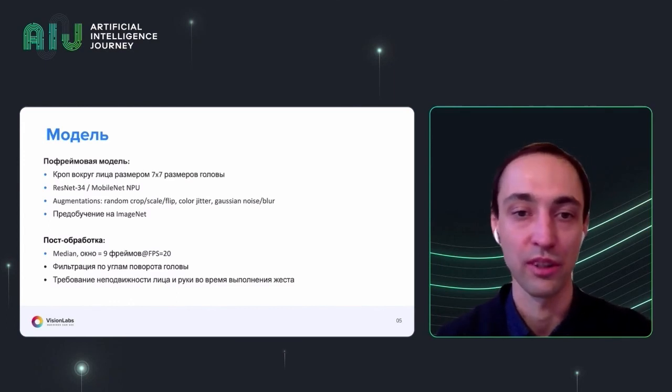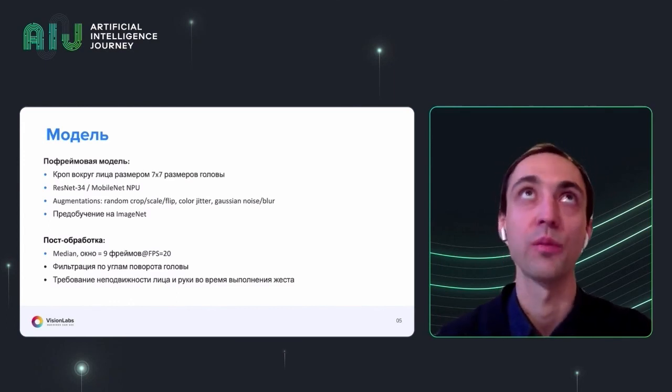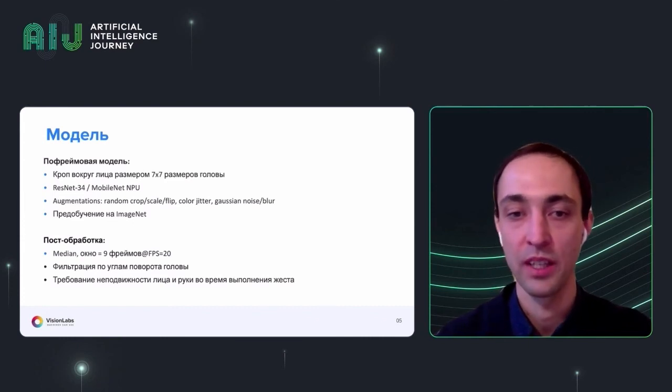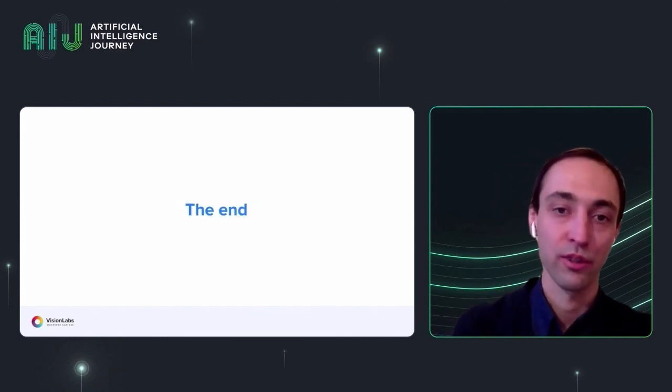As to the post-processing, we take the window of 9 frames, and to make an additional false positive removal, we require that the angle of the head turning would not be too big, and we ask the users to be static, so neither the face nor the hand move too much.